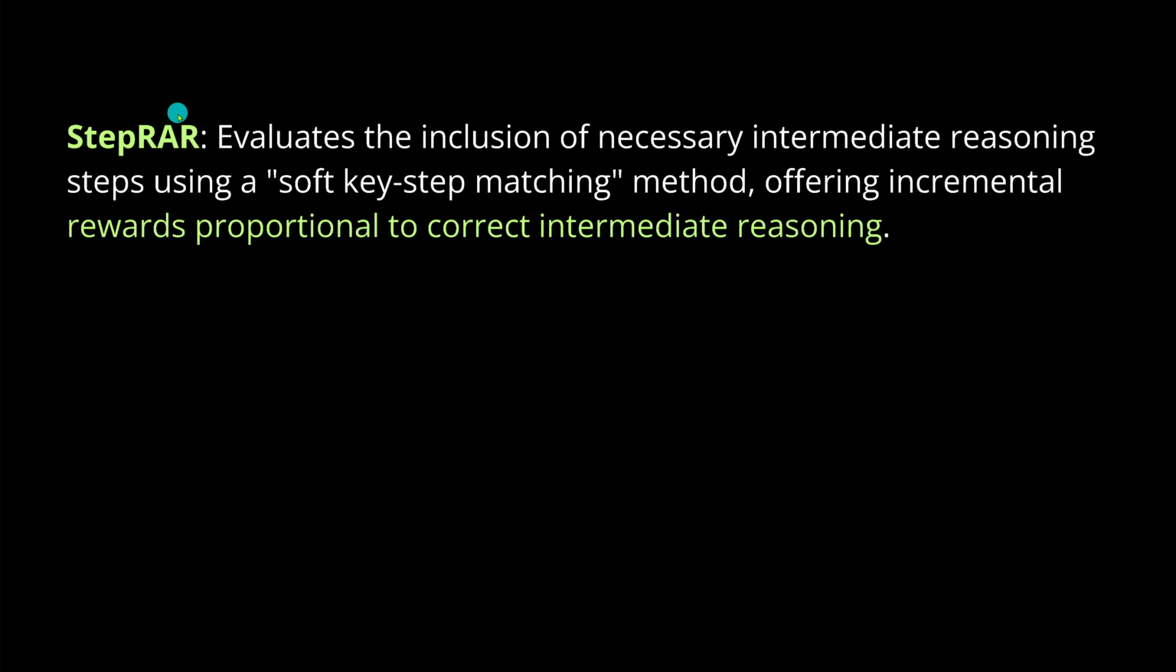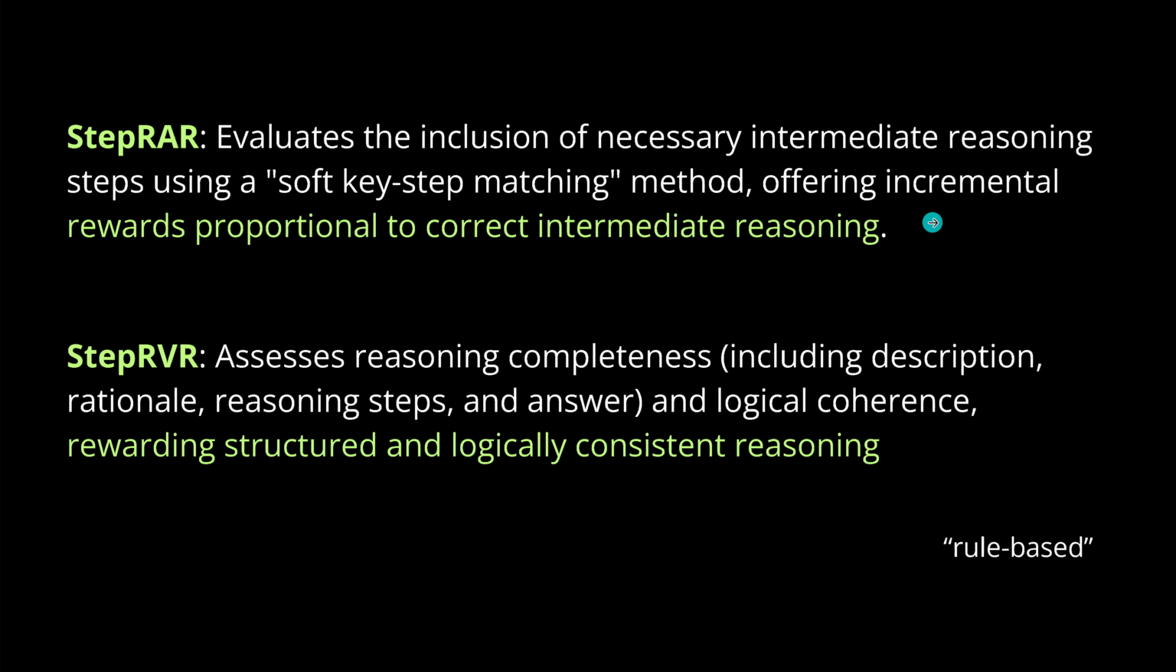So the first one, the StepGRPO, simply has incremental rewards proportional to the correct intermediate reasoning. So this reward function just looks at the reasoning chain and says, yeah, this looks good. This is exactly what we should have, this chain of reasoning going on. I'll give you an example in a minute.